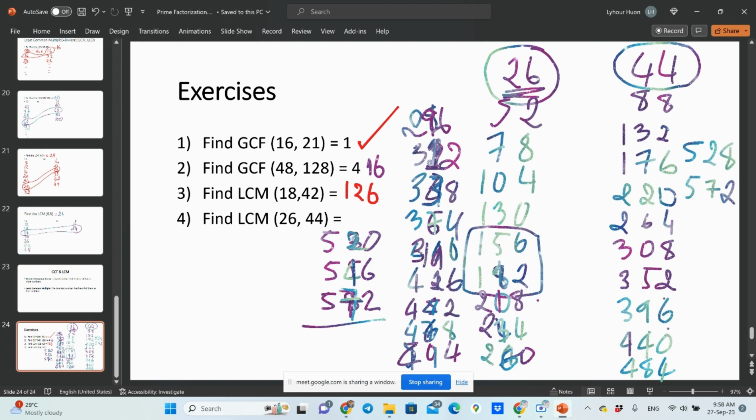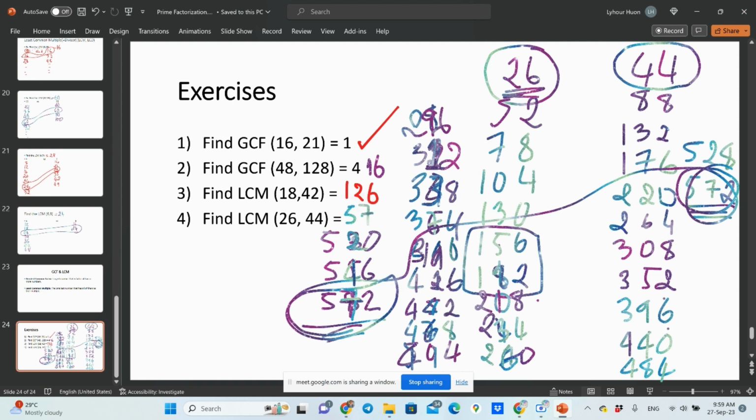Now, do we have a common multiple? Yeah, we reached the common one. So the answer is 572.